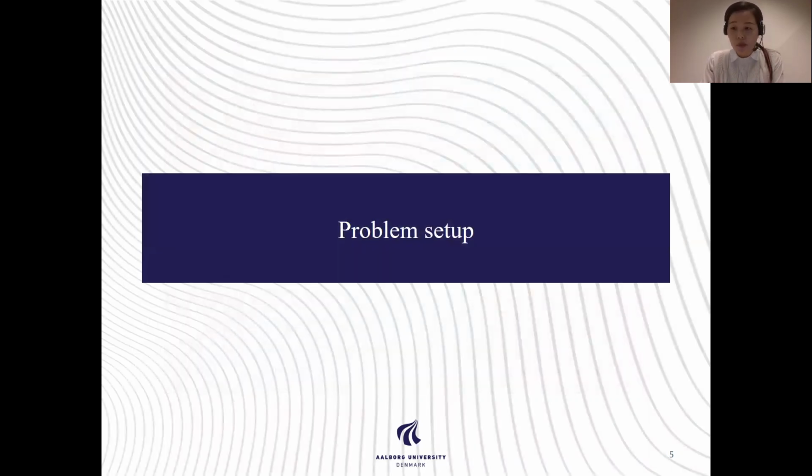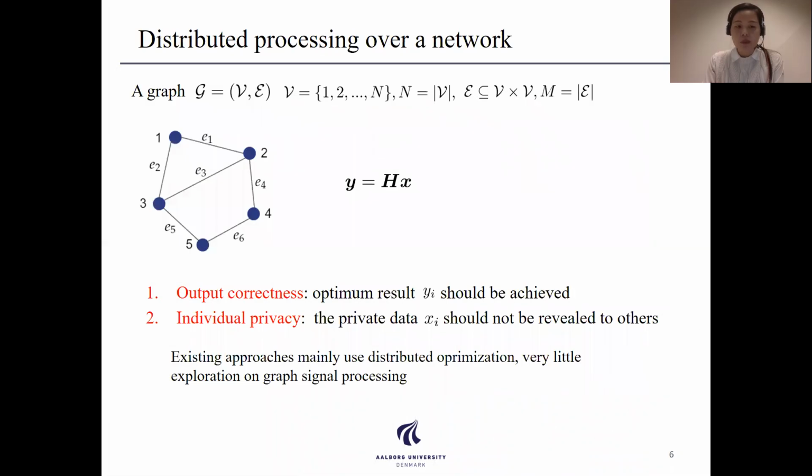Now let's go to the problem setup. We can model a network as a graph with a number of nodes and a number of edges. Here n is the number of nodes, m is the number of edges. This is one example: we have 5 nodes and 6 edges. The goal of distributed processing of our network is to compute a transformation over the network data x. Here we assume that this transformation is linear, so we denote it as h.